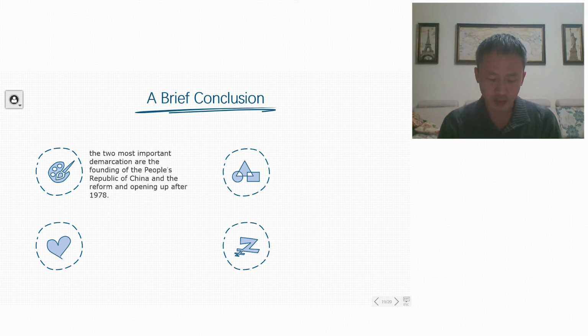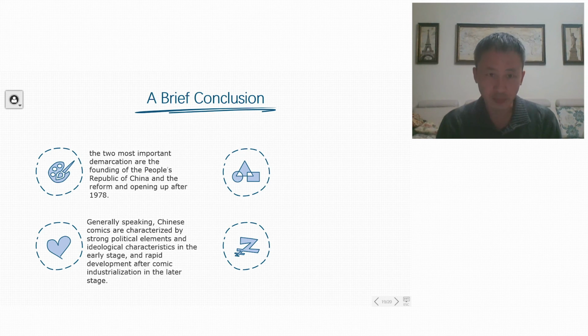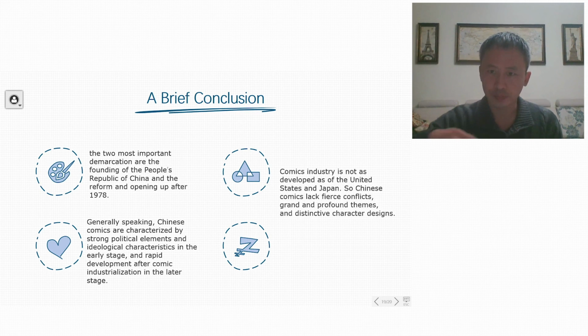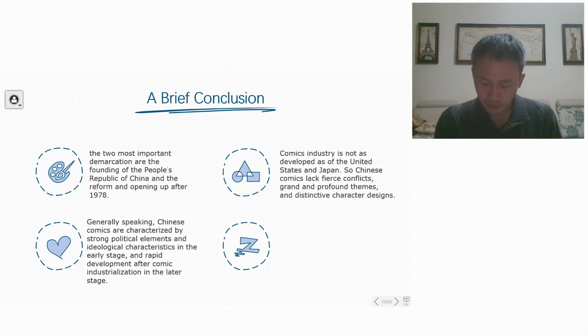Generally speaking, Chinese comics are characterized by strong political elements and ideological characteristics in the early stage, and a rapid development after comic industrialization in the later stage. But with the industrialization, it still shows the puerile characteristics. It is difficult for comics in mainstream media to break away from moralizing. And it is comparatively superficial in depth.